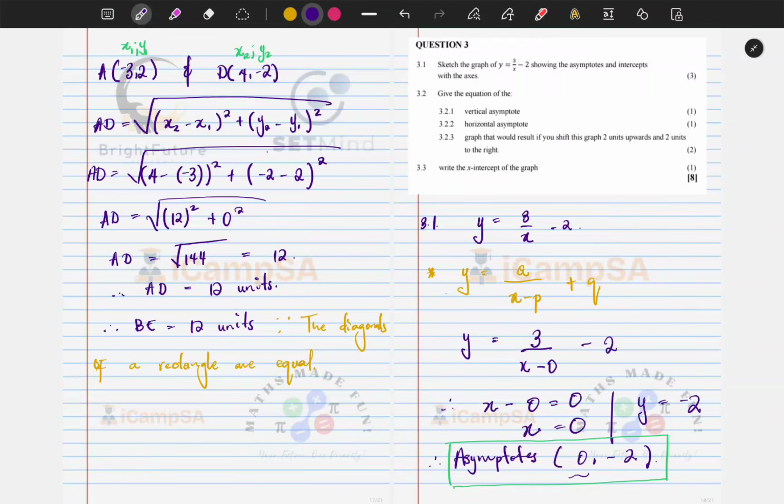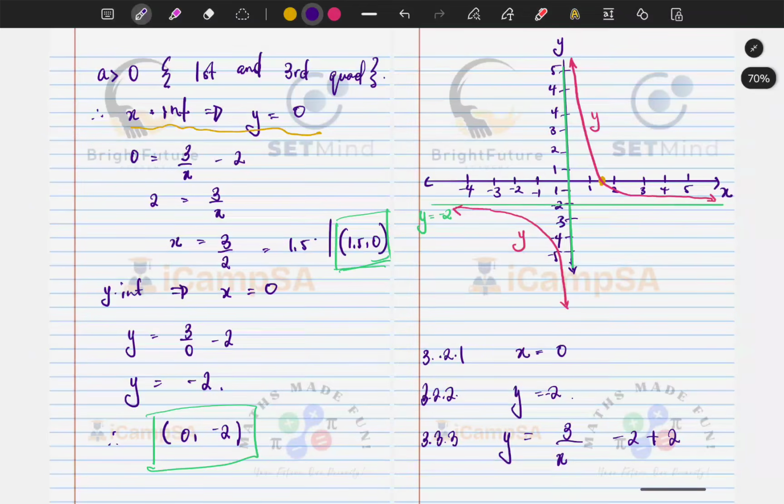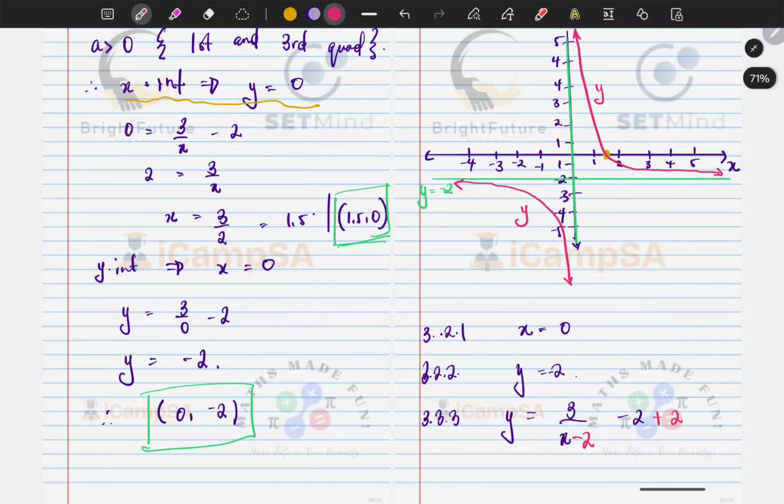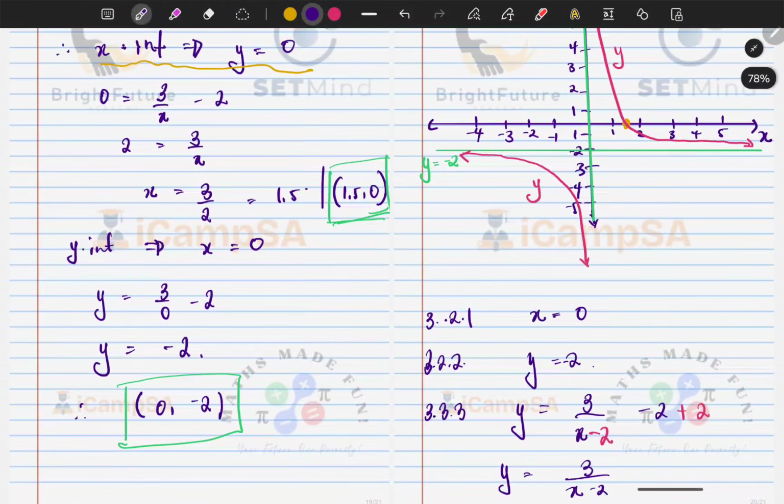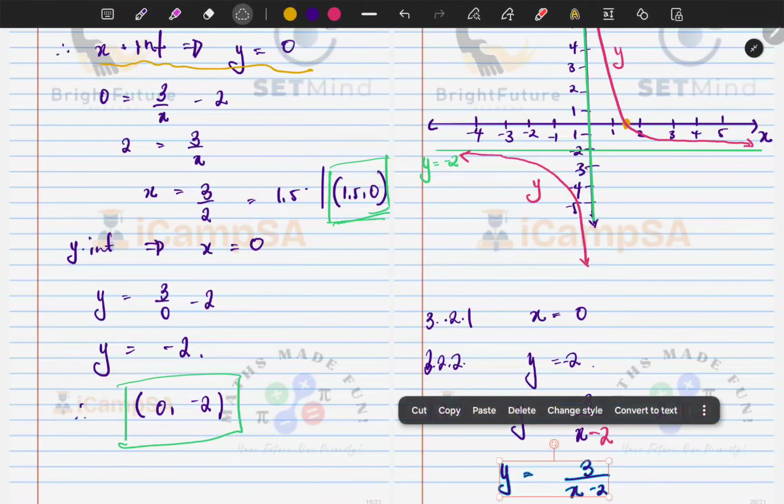So what would be your 2 units to the right? It's going to be -2 here, right? So this is going to be +2, and this is going to be -2, right? So now your graph is going to be 3 over x -2. So this is how your new graph will be looking.